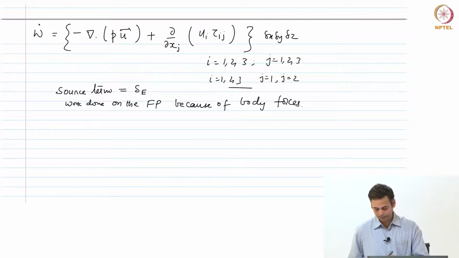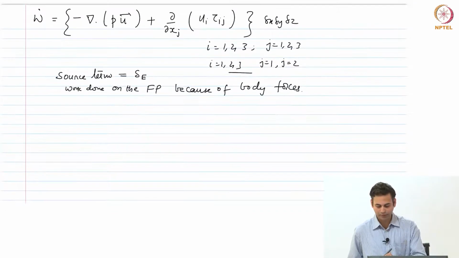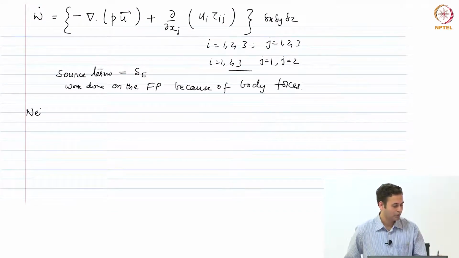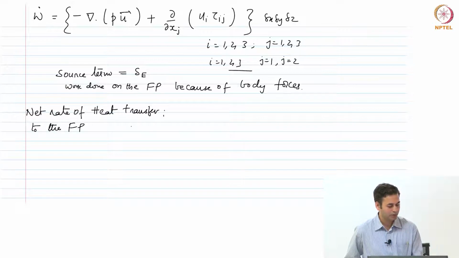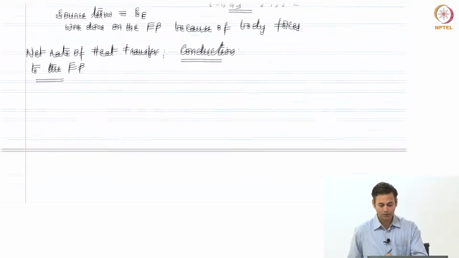Now, let us look at the net rate of heat transfer term, right. So, the net rate of heat transfer to the fluid particle is what we want to look at now, okay. So, we will consider net rate of heat transfer because of conduction, okay. We are not considering the effects of radiation, okay. So, what do we have?